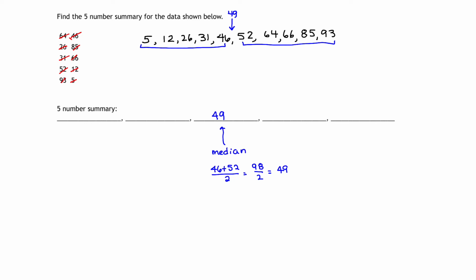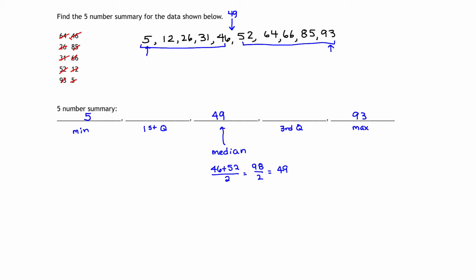The first number is the minimum number in my set, which is 5. And the last number is the maximum number in my set, which is 93. So now I have my maximum number and my minimum number. Now it's those other two numbers that tend to get students the most confused: the first quartile and the third quartile.